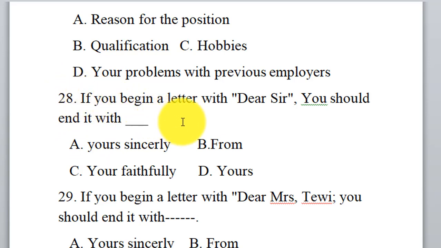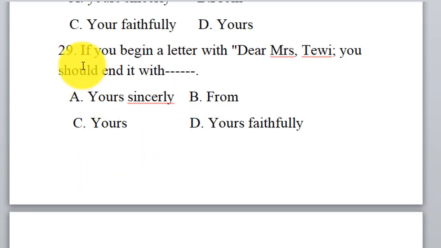Question number 28: if you begin a letter with "Dear Sir", you should end with what? "Dear Sir" means I don't know the person I am going to write to. If I don't know the person, our conclusion should be only two: one is yours affectionately and the other yours faithfully. But if you know the person, you can write Dr. Jigu and conclude with sincerely yours, or yours sincerely. Here, with "Sir", we don't know the person, so the answer should be yours faithfully, which is parallel. The opening and the closing are both salutations: this is the opening salutation and this is the closing salutation, parallel. So the answer is C.